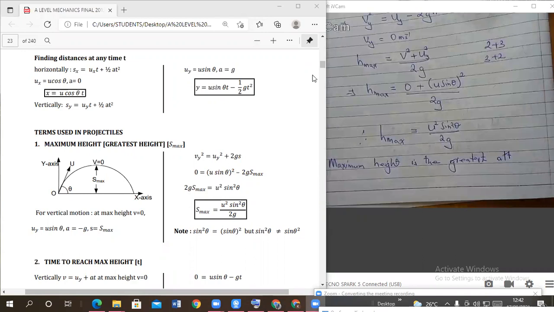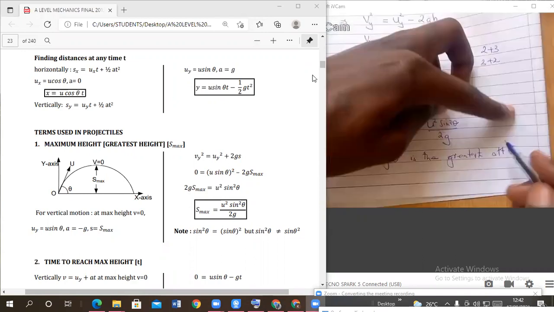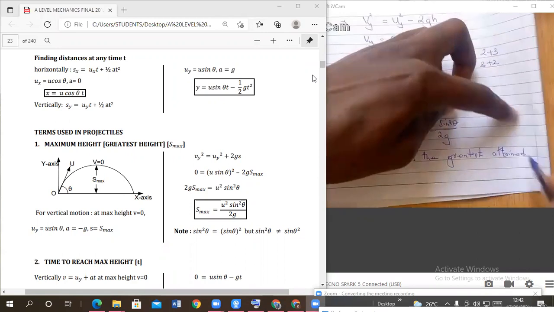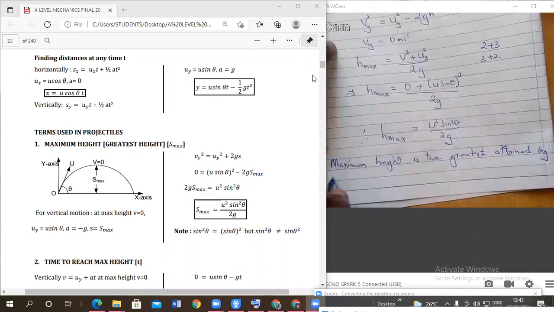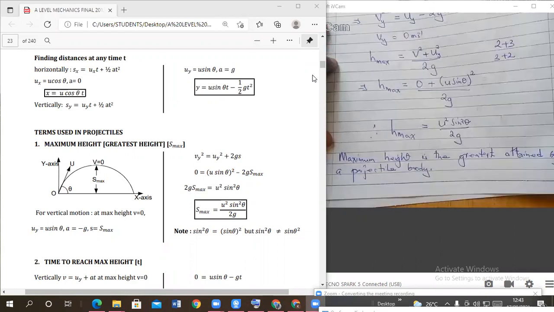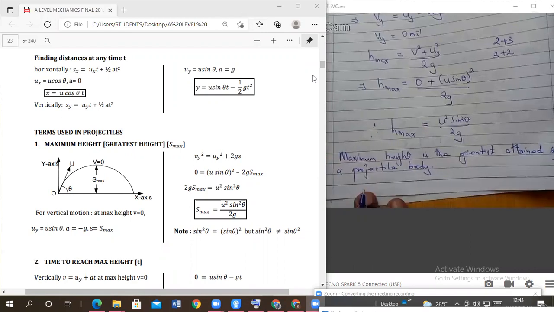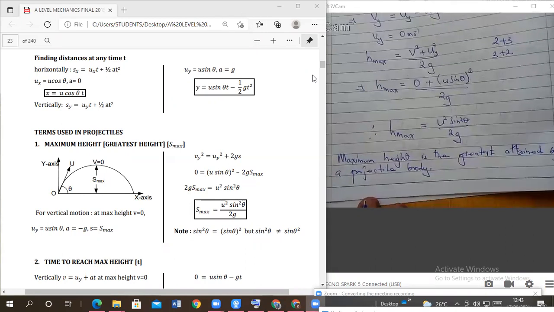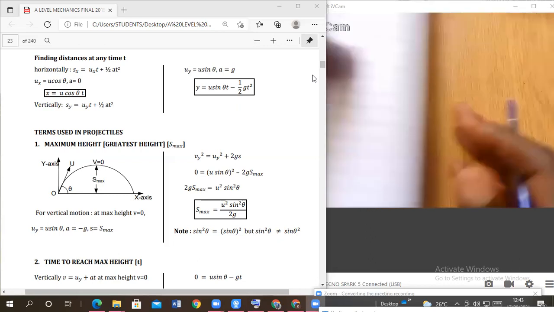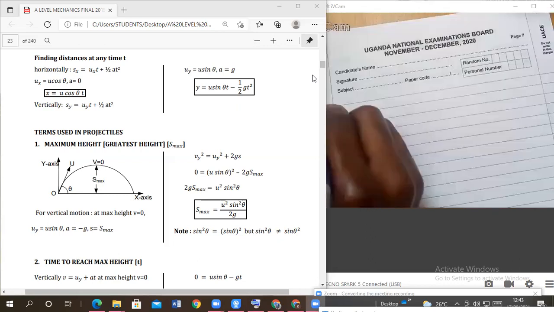Yes. I was saying maximum height is the greatest height attained by a projectile. Projectile body. Okay? So if they ask what a projectile body is, it is a body which describes a projectile path. That is one.